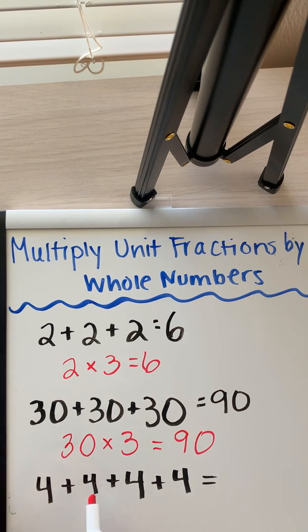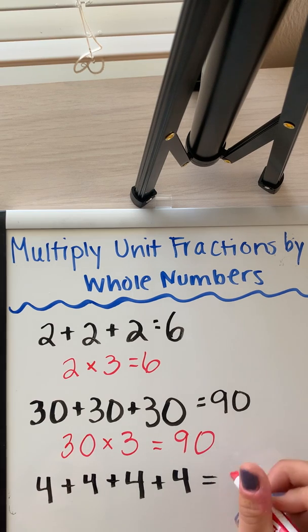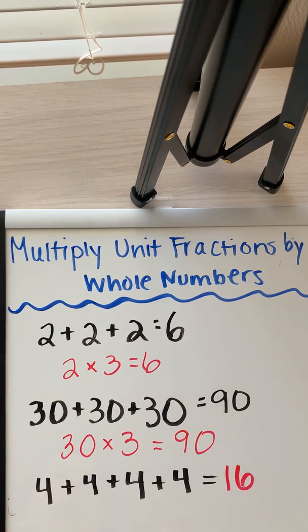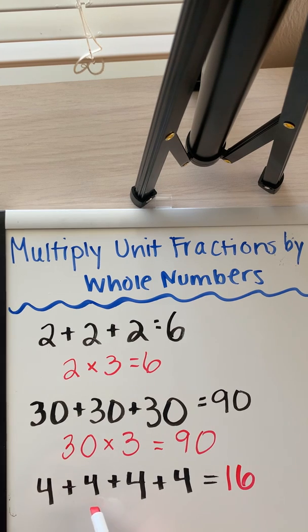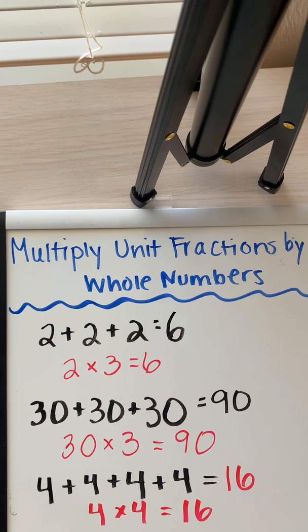If I'm doing 4 plus 4 plus 4 plus 4, I know that 4 plus 4 is 8, plus 4 is 12, plus 4 is 16. If I'm writing this as a multiplication sentence, I have 4 4's, so I'm saying 4 times 4 equals 16. So this is how we can turn our addition problems into multiplication problems. And this is basic. I know you guys probably think this is review, but this is what we're going to use to build up to using unit fractions and whole numbers.